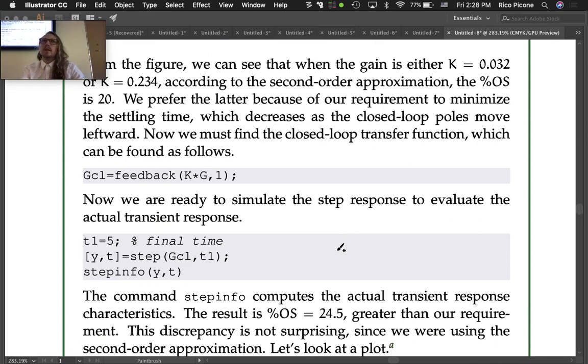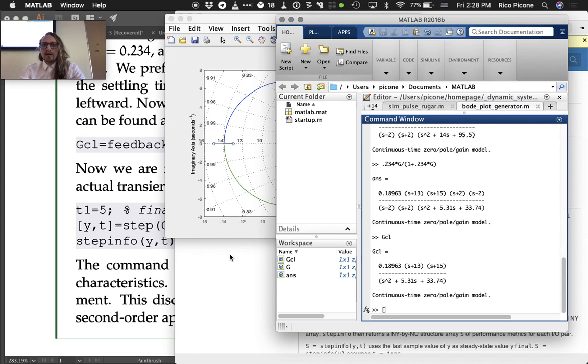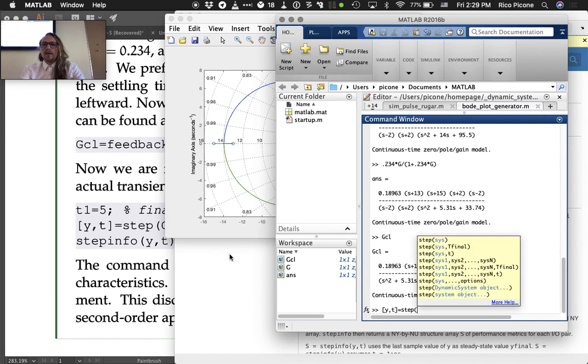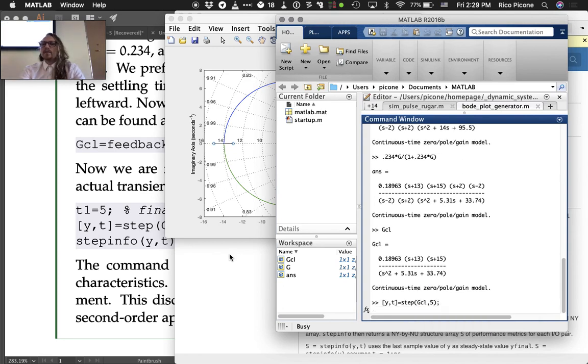Okay, we need to simulate the step response. So we can use this step command. I used a final time in there because I didn't like the one that MATLAB just chose by default. It tries to figure out what a good one is, but doesn't always do something that you like. I think it was too short. I wanted it to go out further. So step, and then let's do G closed loop, and let's go out to 5 seconds.